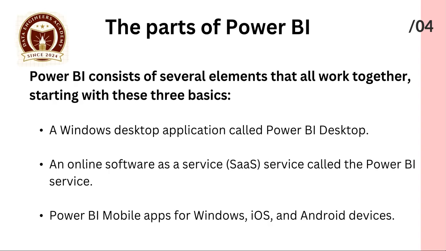Here we have parts of Power BI. Power BI consists of several elements that all work together. Let us see. Power BI Desktop is a Windows desktop application, and there is an online software as a service. Here there are Power BI mobile applications for Windows, iOS and also Android devices.